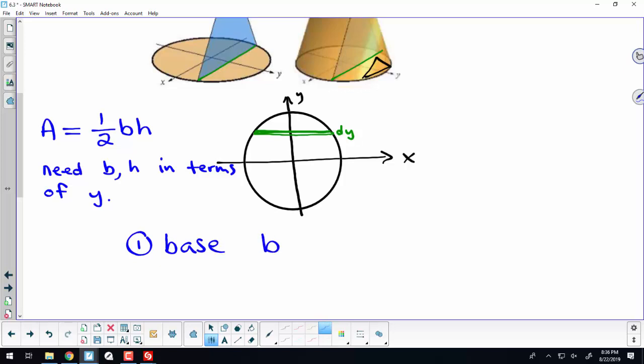So the base. What's the length of the base? 2 times the square root of 25 minus y squared. What do y'all think? Not sure. How do we measure this length that's running like this?